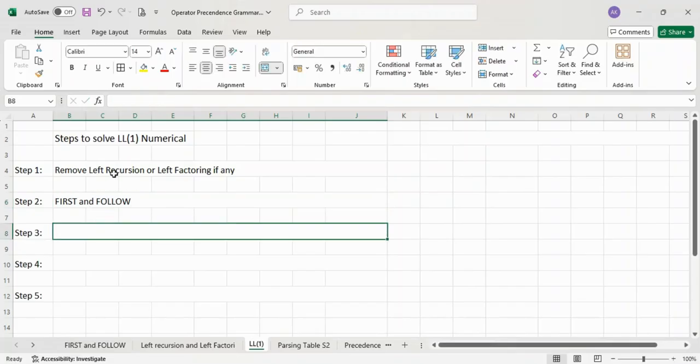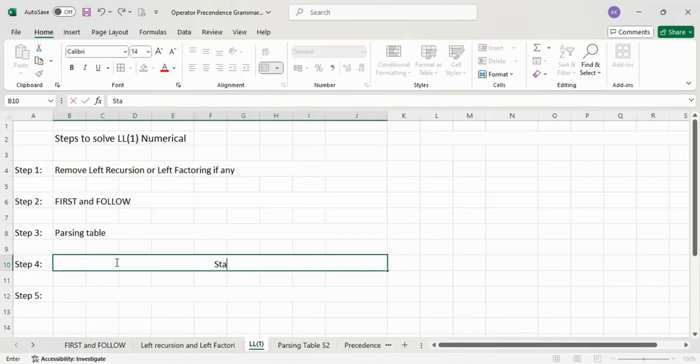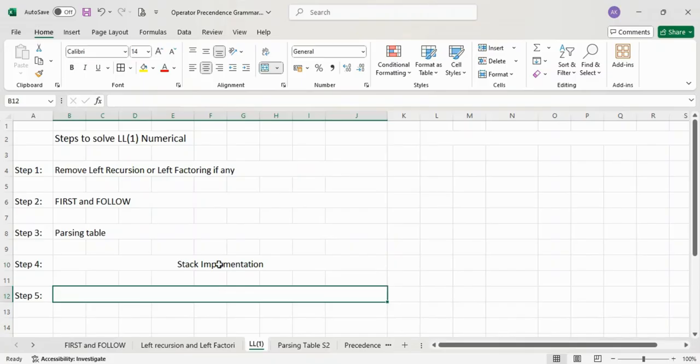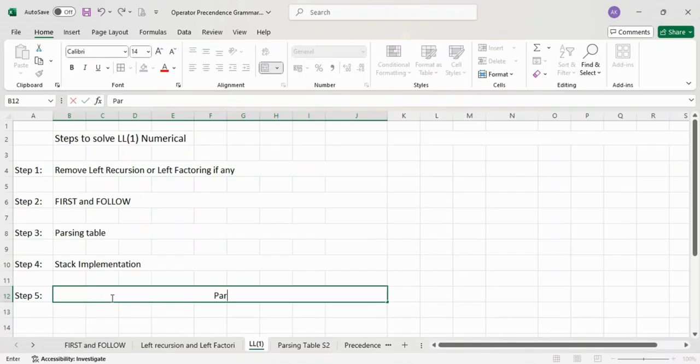So in this video, I will be teaching you the rules for removing left recursion, what is left recursion. I will also teach what is left factoring and how to remove it, and how to calculate first and follow for a given grammar. The next step is to create parsing table. The third step is to create parsing table. The fourth step is to show the stack implementation. Stack implementation is similar to the one we did in operator precedence parser. And the fifth step is to create parse tree.